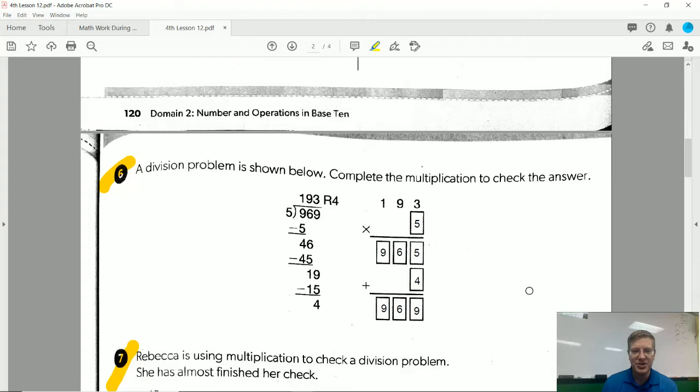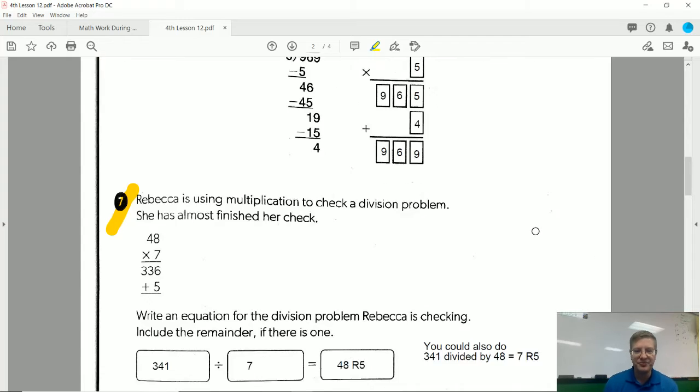Number 6, we were starting to do multiplication to check our answer, so we're going to take our 193, multiply it by 5, that gives us 965. We add the 4, that would be our remainder, and that gives us 969. So that gets us back to our starting number, so we did the problem correctly.